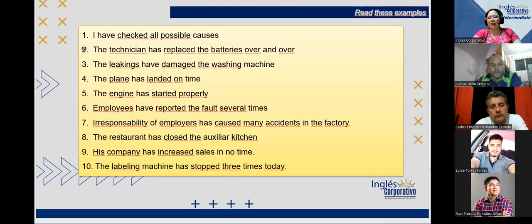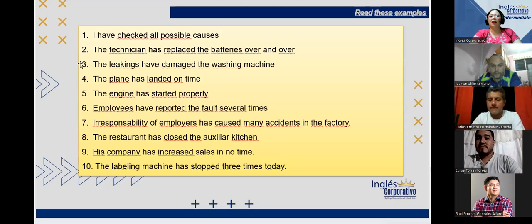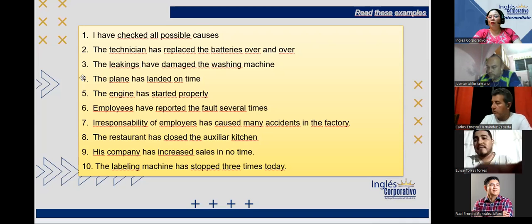Thank you. Continue, please, Carlos Ernesto. The technician has replaced the batteries over and over. Thank you. Continue, Liz. The leakings have damaged the washing machine. Okay, aquí tenemos otro ejemplo como lo que decíamos con causes. Miren, aquí hay dos vocales juntas. Vamos a decir la primera, porque es una letter e. Okay, so we are going to say the leakings. The leakings. Have damaged the washing machine. Okay.